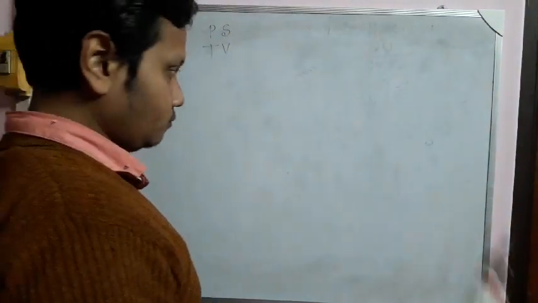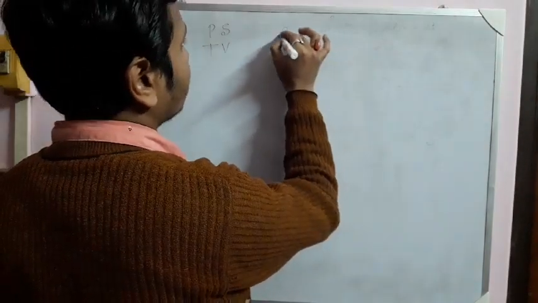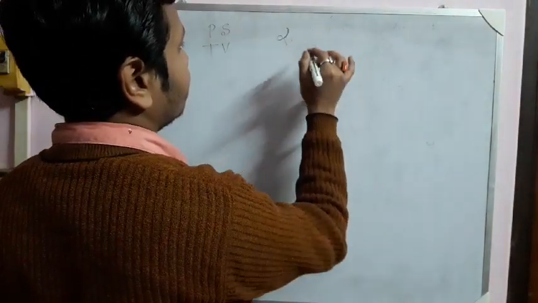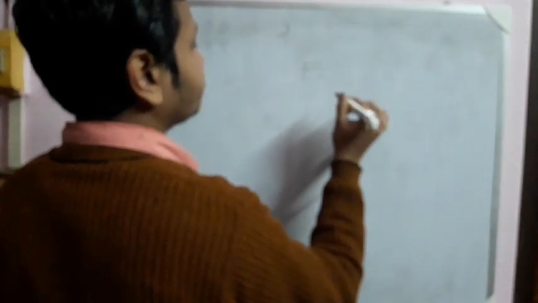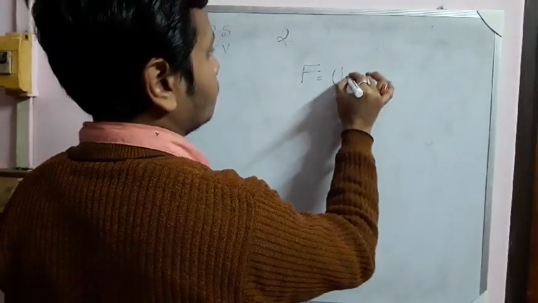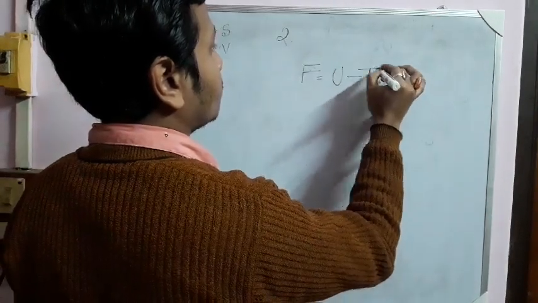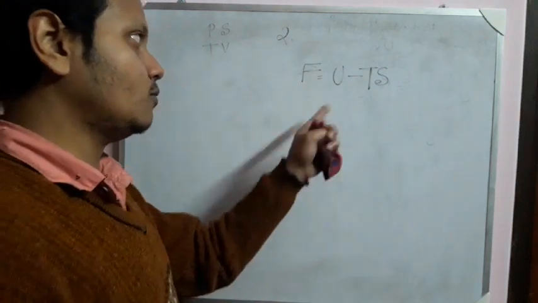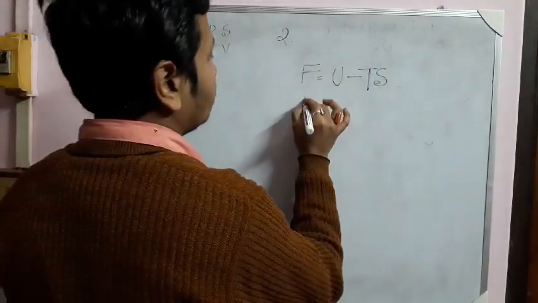Now, what is Helmholtz free energy? Mathematically, the formula of Helmholtz free energy can be written in this way: F equals U minus TS. Okay, so what will be my dF?